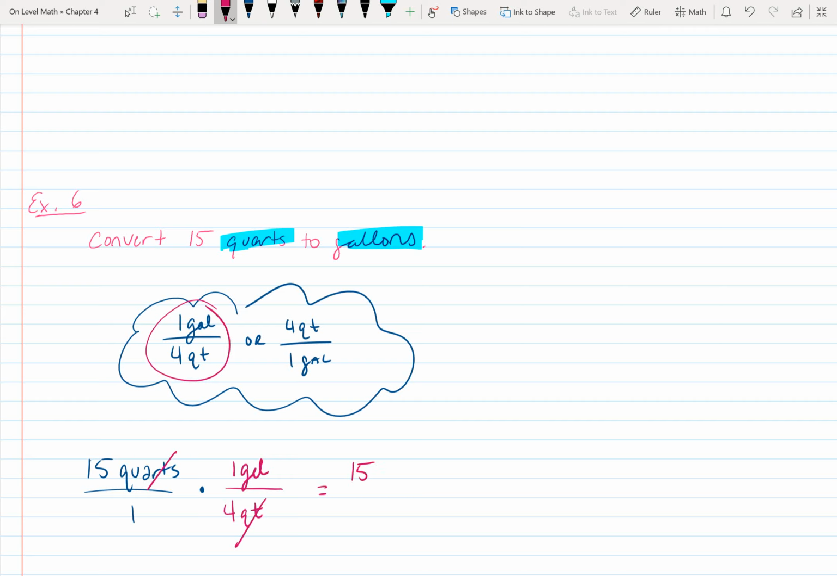15 times 1 is 15. Now in this case, we have a different number other than 1 on the denominator. So we're going to put that over 1 times 4 is 4, and it's gallons. Now, just like with multiplying fractions, we want to make this improper fraction into a mixed number. 4 goes into 15 how many times? 4 goes into 15 3 times to give us 12 with 3 left over out of 4. So it's 3 3/4 gallons.